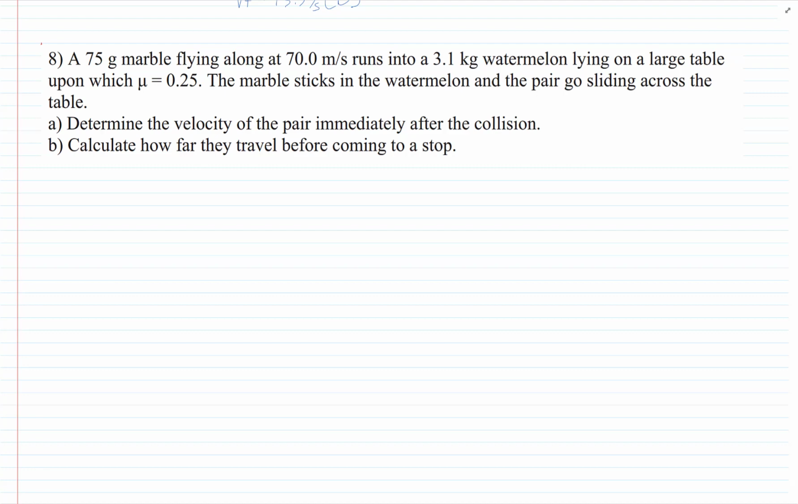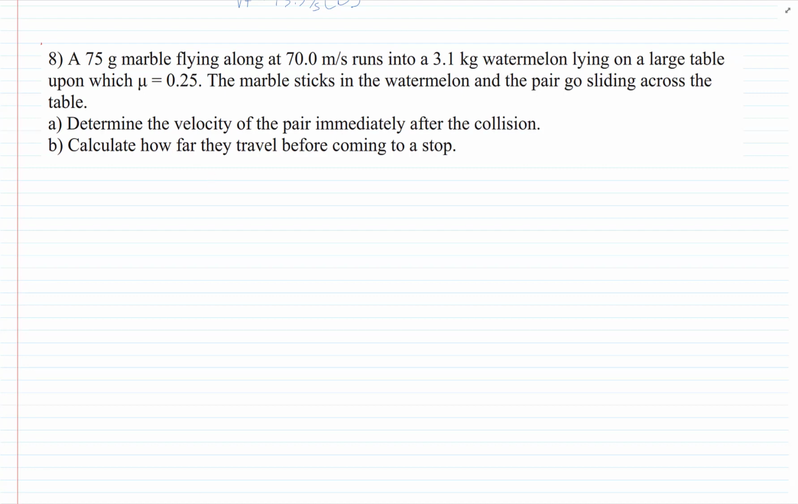A 75-gram marble flying along at 70 meters per second, holy smokes, runs into a 3.1 kilogram watermelon lying on a large table which has a coefficient of friction of 0.25. The marble sticks into the watermelon and then the pair goes sliding off onto the table. So this is a type of collision that is called completely inelastic because they stick together. Determine the velocity of the pair immediately after the collision.